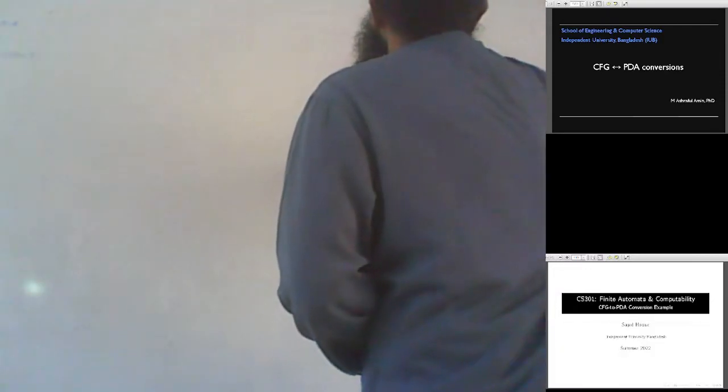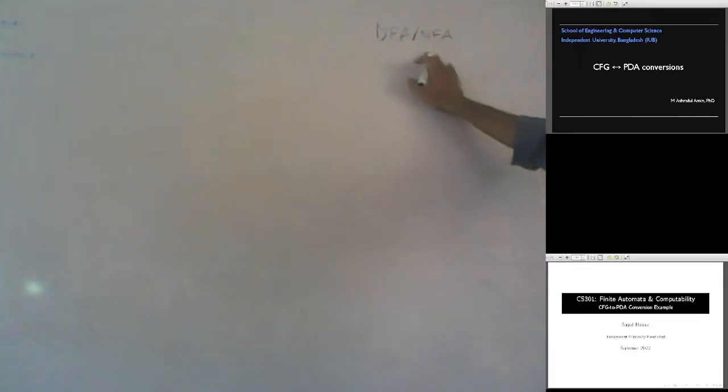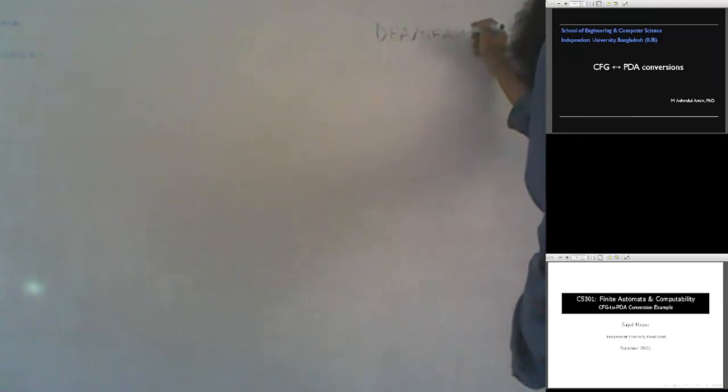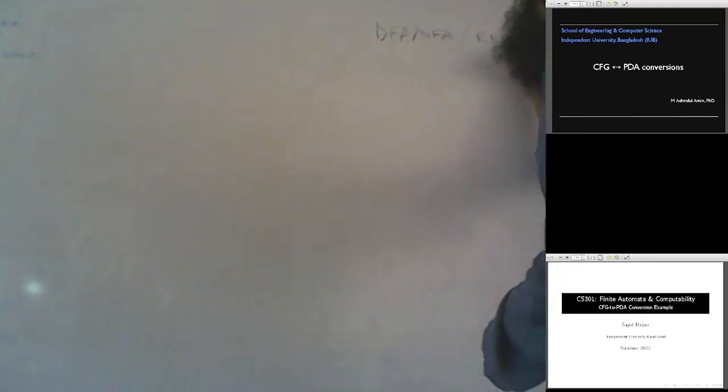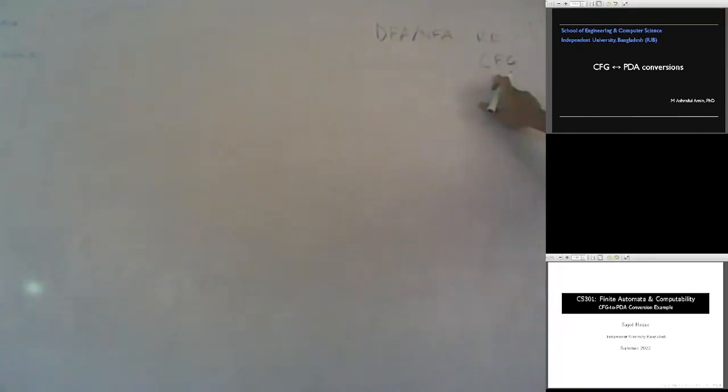So today we're going to talk about the conversion between context-free grammar to push-down automata. So we talked before about, so far we've had DFA or NFA, which these two are equivalent to each other, and the language they describe are the regular expressions. So these three are all equivalent to each other, and then we introduce a context-free grammar, which we know is a broader class than the regular expressions.